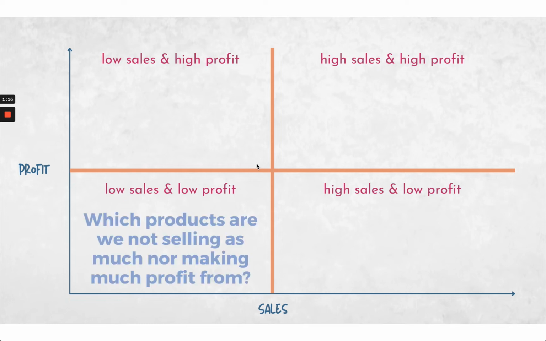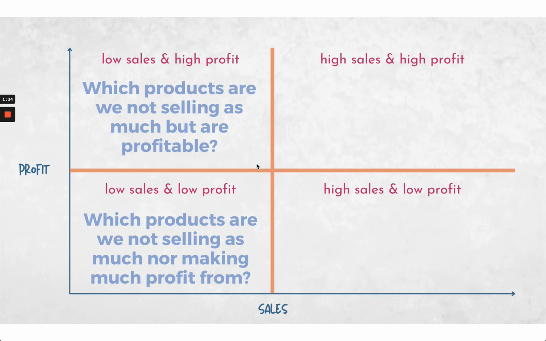So some of the business questions you can answer with this is, for instance, which products are we not selling as much and not making much profit from either? Like we're possibly even seeing a loss. And which products are we not selling as much, but they're still very profitable? Maybe this is interesting for someone to make a decision about, hey, we don't have to sell much of this, but we can make a lot of profit. We definitely want to keep selling this.